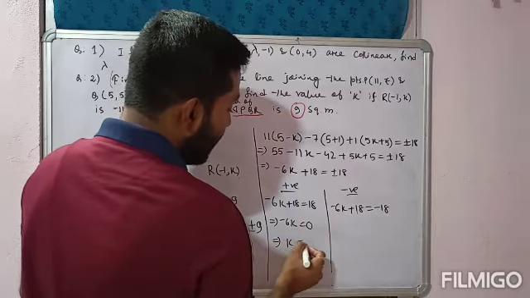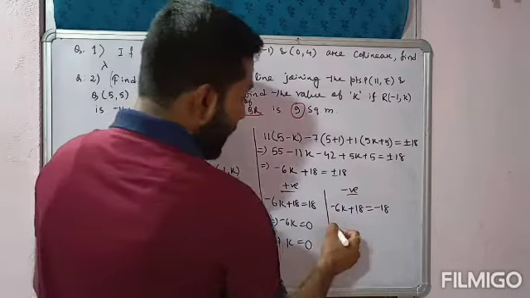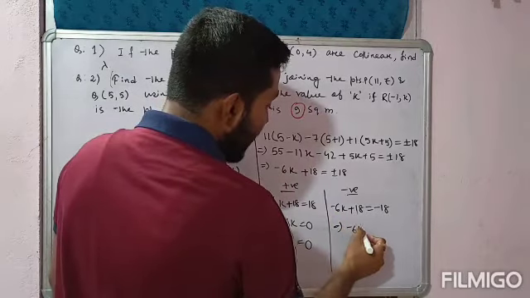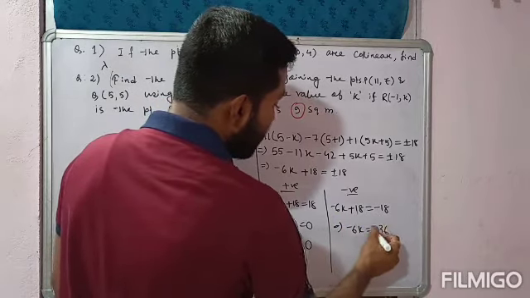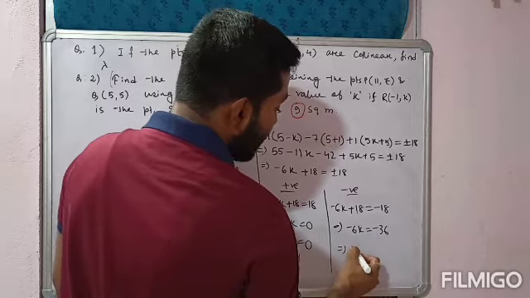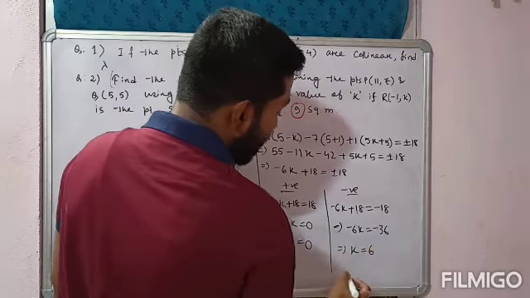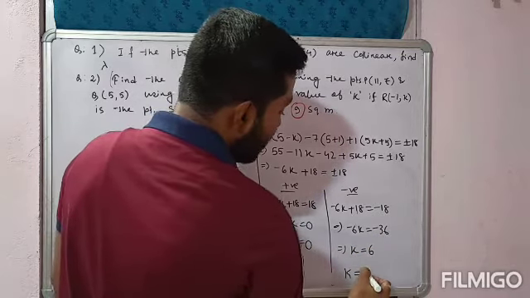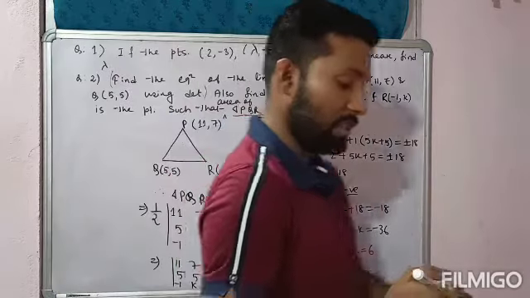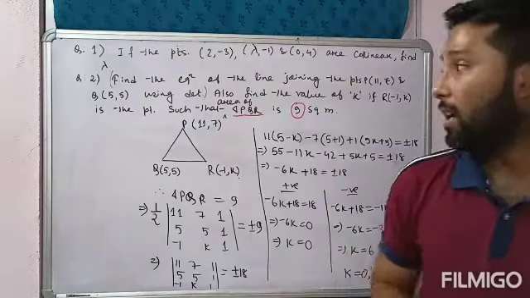Therefore, one of the values of k is 0. And here minus 6k is equal to minus 36. So the minus sign will be cancelled, and k is equal to 6. So what are the values of k? 0 and 6. This is the solution of the second part.